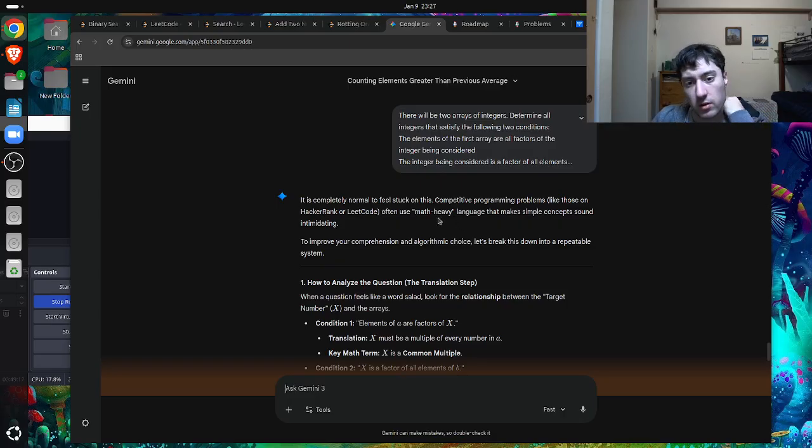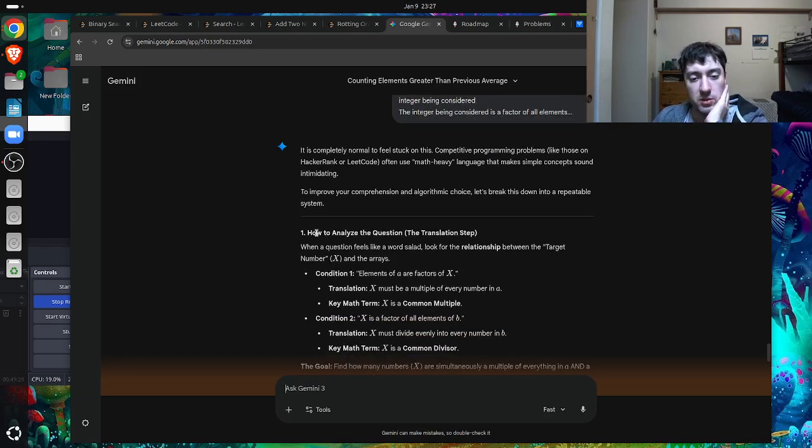Math-heavy language that makes simple concepts sound intimidating. To improve your comprehension and algorithmic choice, let's break down into repeatable systems. So, how to analyze the question, translation step. When a question feels like a word salad, target number and arrays. So, condition 1, elements of A are factors of X. Translation, X must be a multiple of every number in A. Okay. Key math term. X is a common multiple. Okay. X is a common multiple.